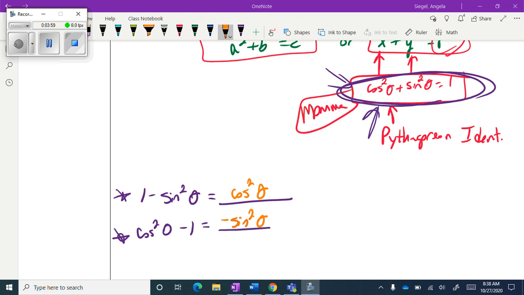Okay, so you should see, manipulating this identity, that 1 minus sine squared theta is cosine squared theta, and cosine squared theta, sorry, minus 1 is negative sine squared theta. So we're just moving those around just like we would an algebraic problem.